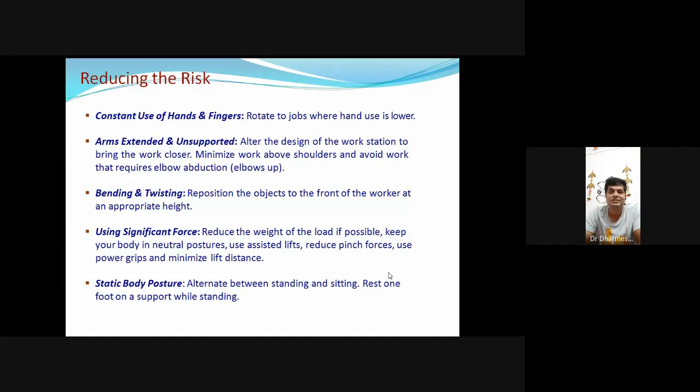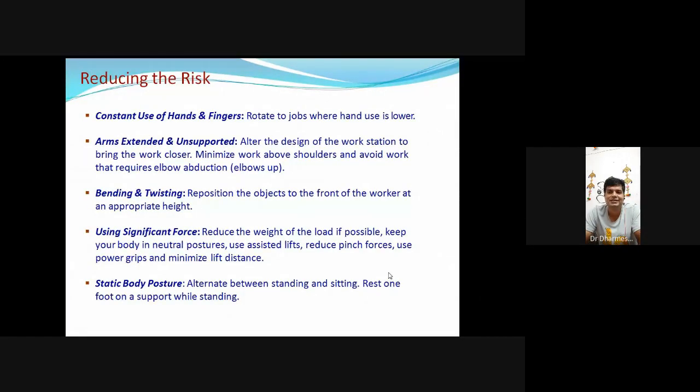Then, using this factor, if there is constant use of hands and fingers, rotate the jobs to ones where hand use is lower. If the person's job involves minor activity with the hands in a standing working posture, such as screwing or unscrewing, he will shift his task separately to other multitasks.